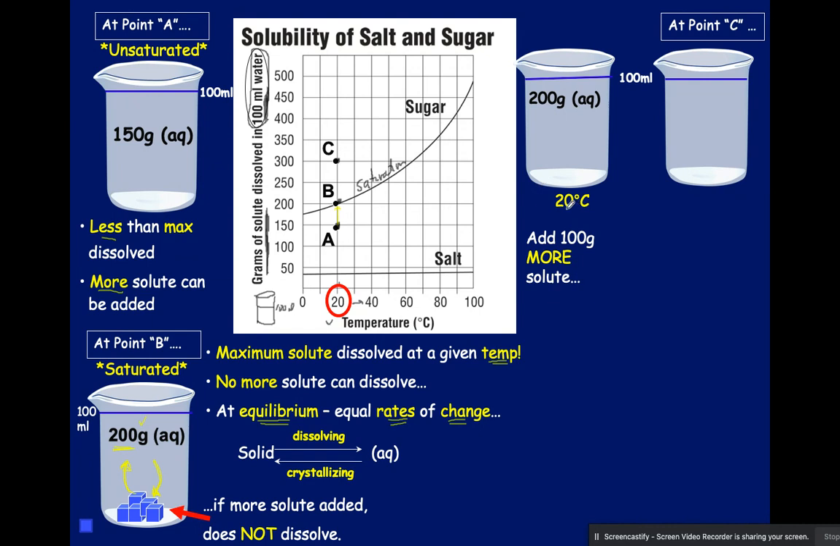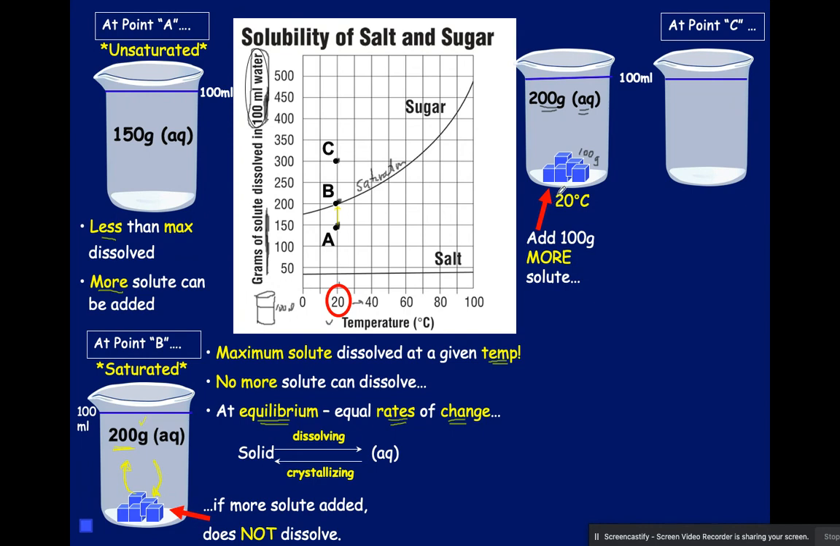If I stay at 20 and I add 100 more grams of solute, if you guessed that that would fall at the bottom of the flask, you'd be right. So my 100 grams is actually going to sit right there at the bottom of the flask. Because again, 100 plus the 200 would be 300 total here, with 200 dissolved as aqueous, but 100 sitting at the bottom. Okay, and again, that shouldn't be a shock because at 200 you've reached the max. So anything extra would be at the bottom.